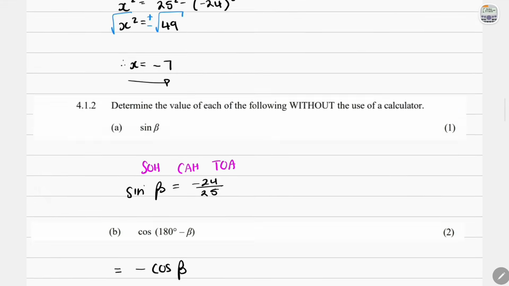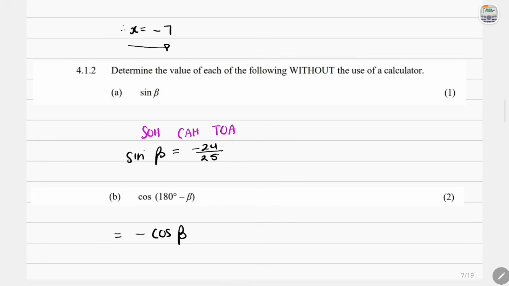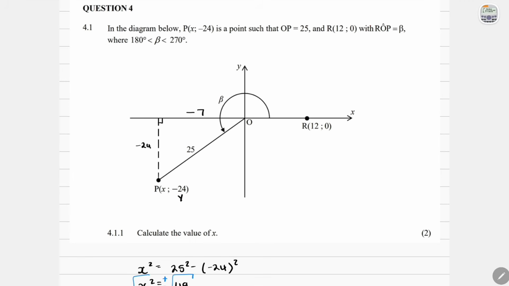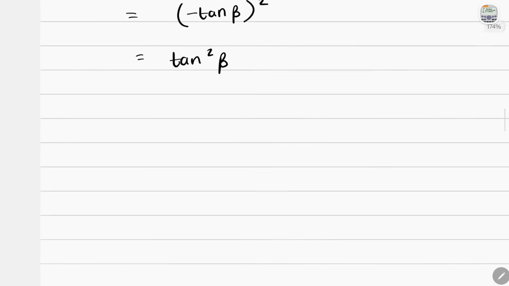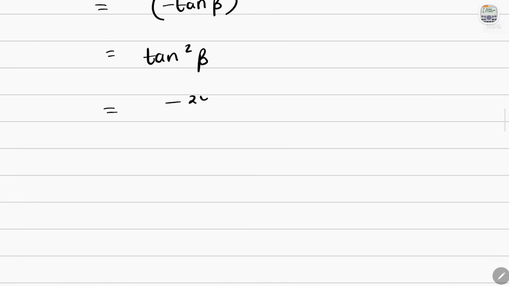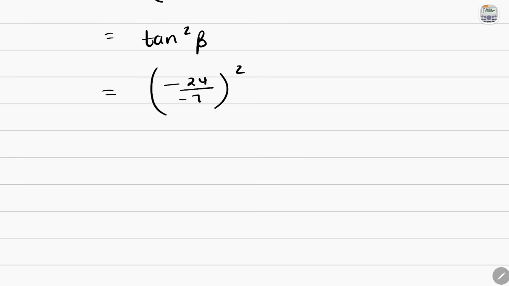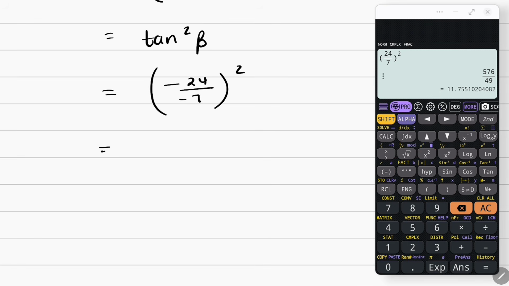And so for tan squared beta, we would find this using SOHCAHTOA, opposite over adjacent. That opposite over adjacent is negative 24 over negative 7, and then it gets squared. We can just square that. You know that it's going to become positive because we are squaring it. But regardless, it was going to be positive because negative divided by negative is a positive. So our final answer is 576 over 49. And that is our answer.